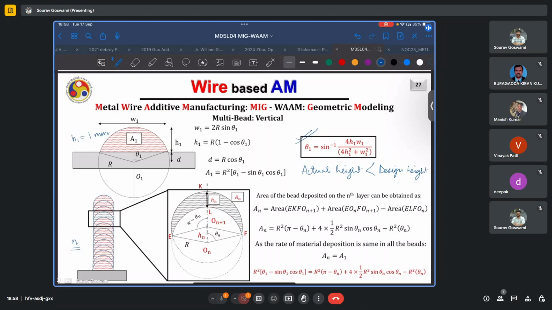Now, when we are investigating the height of any intermediate bead, such as the one shown here, and this height is denoted by Hn, we first start by finding the area of the cross section of this n plus 1th layer. And this is again a composite geometry. We can get this area An by having the area EKF and O n plus 1.